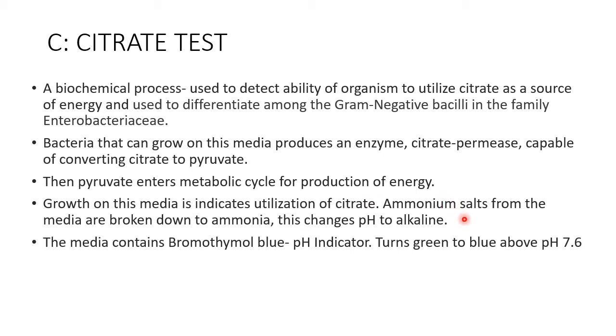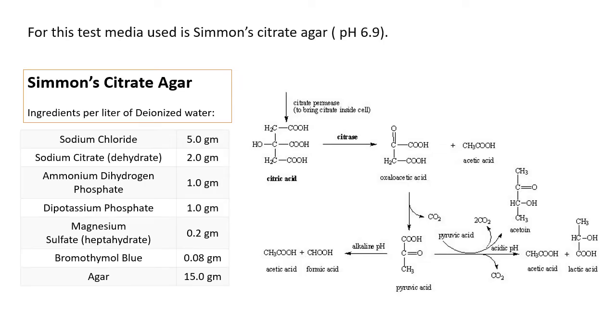The ammonium salts from the media are broken down into ammonia, and this changes the pH to alkaline. The media contains the dye bromothymol blue, which is a pH indicator. It turns from green to blue above pH 7.6. So if the salts are broken down by the bacteria that can grow on the media, then the pH shifts to alkaline, and the bromothymol blue turns from green to blue. That's the main reaction we are going to observe.